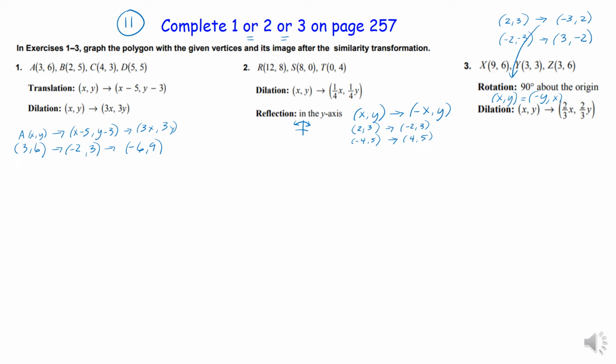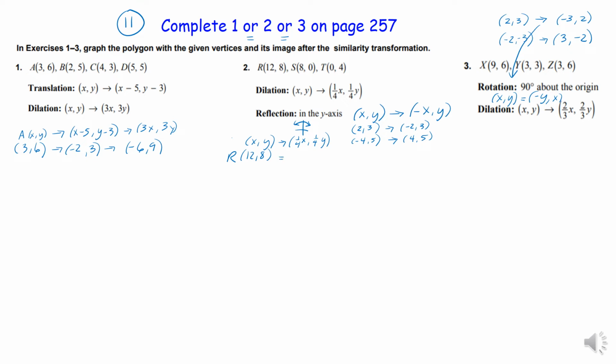Okay? Over here, we're just going to multiply. We have R. R is 12, 8. And the first step, this is my x, y. My first step is to multiply by 1/4, both x and y.